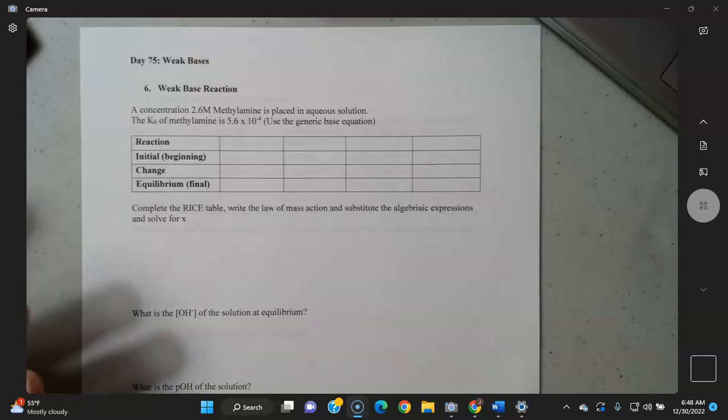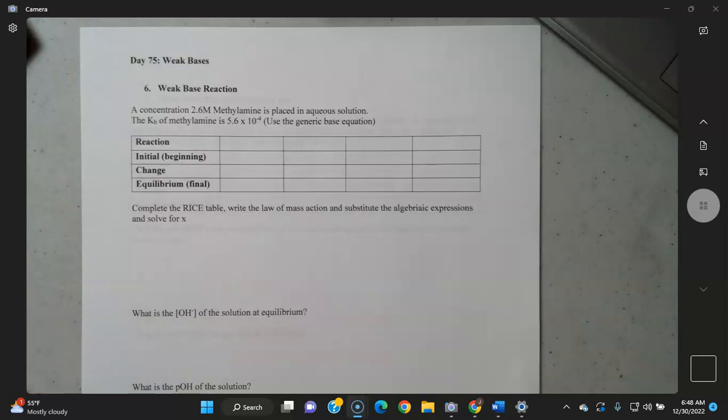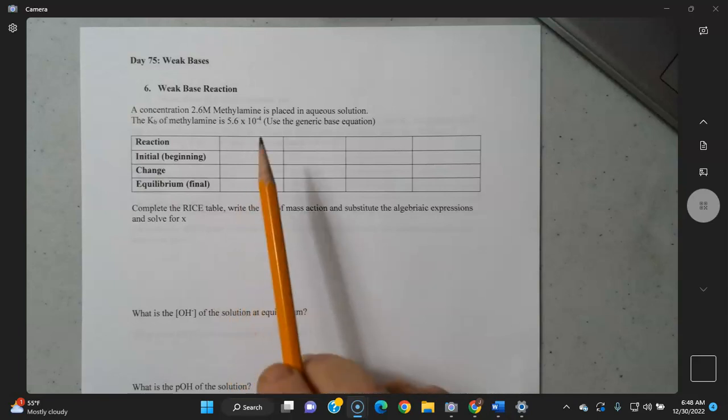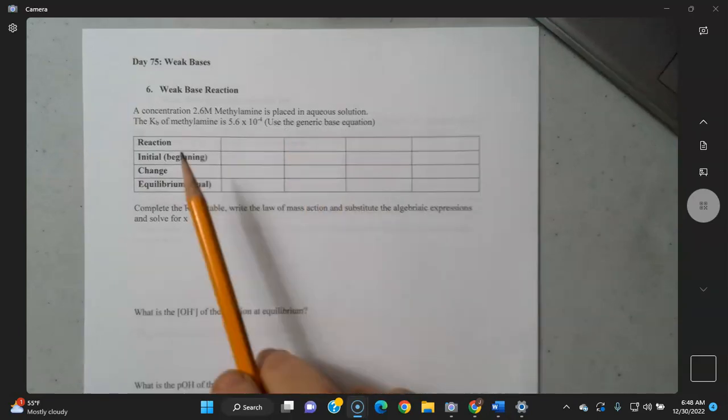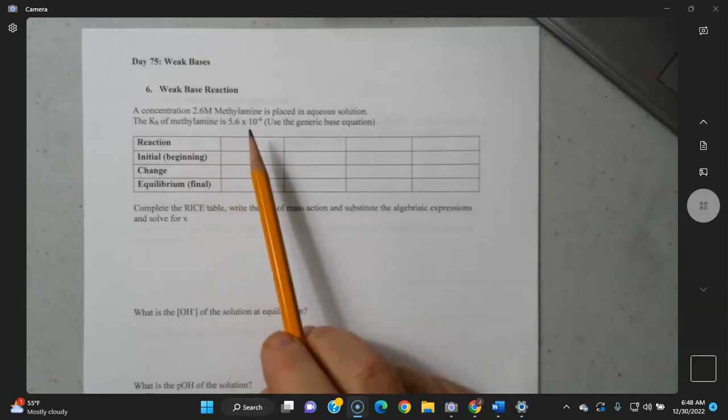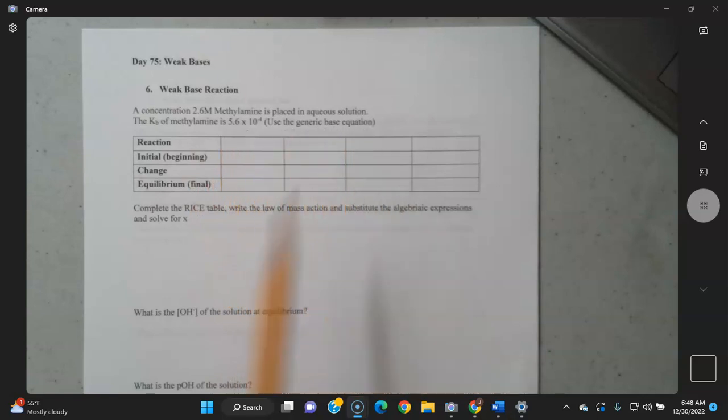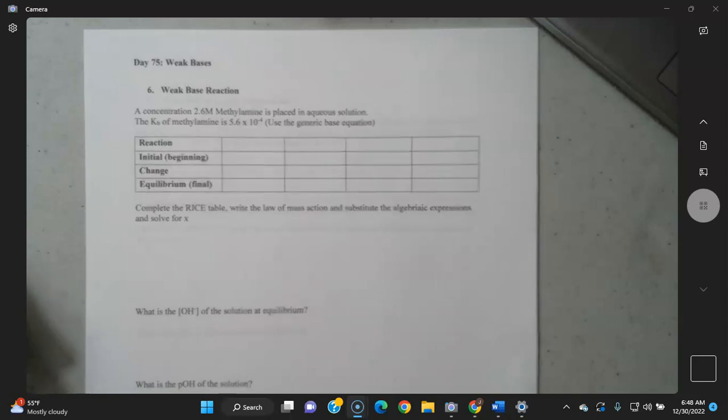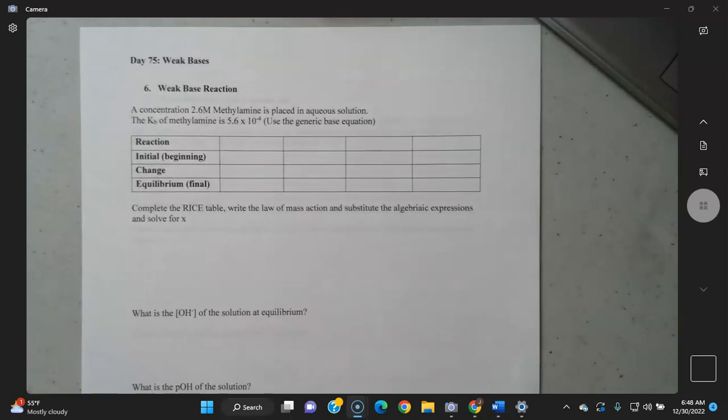So go ahead and see how much of this you can do, and then you can follow along with me and check it and see how you did. Okay, so a concentration of 2.6 molar methylamine is placed in aqueous solution. There's the Kb of methylamine. Use the generic base equation. Okay, so you don't know what the formula for methylamine is. That's why you use the generic equation.